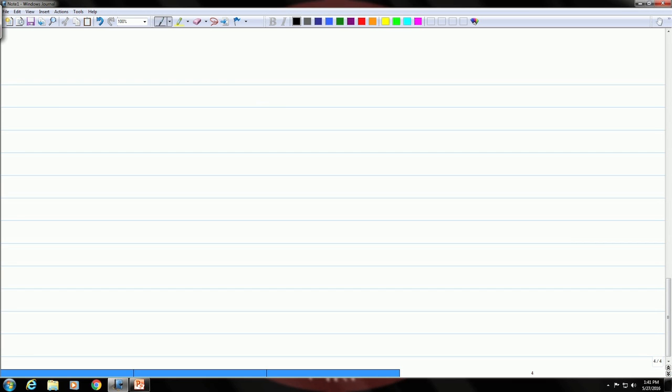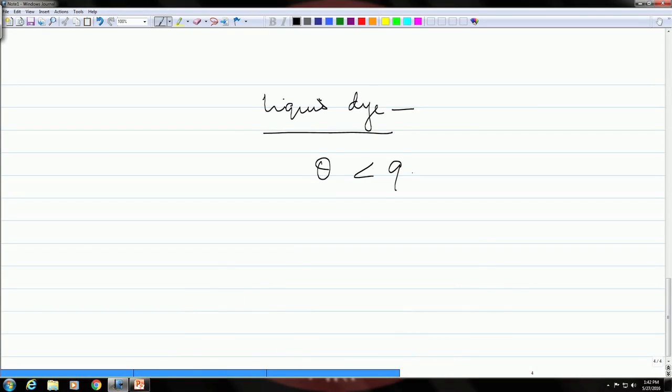As I said, you use a liquid dye which is generally a colored dye, most of the time red, and you apply it on the solid surface. For this dye to spread over the surface of the component being examined, the contact angle theta between the surface and the liquid dye should be less than 90 degrees. And for that to happen, the surface should be clean.